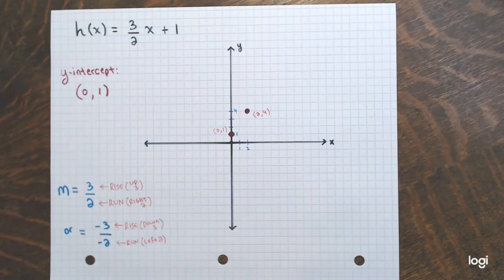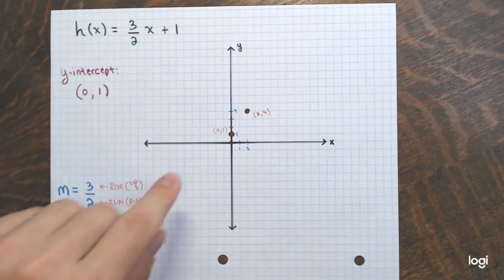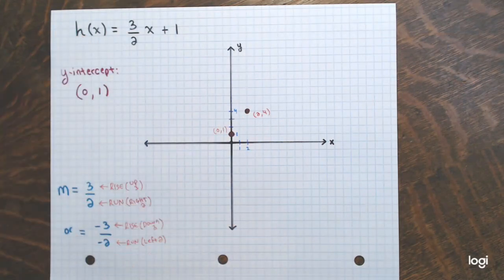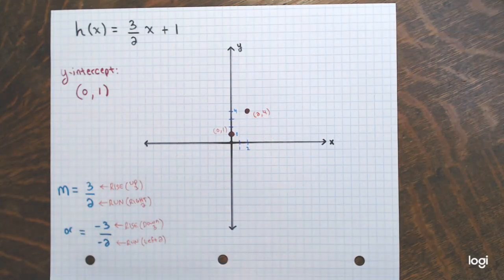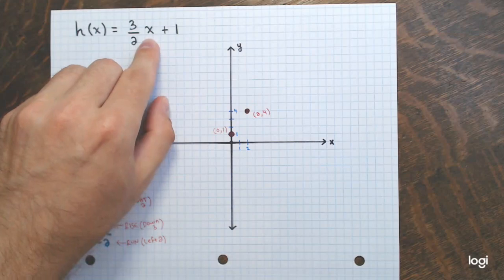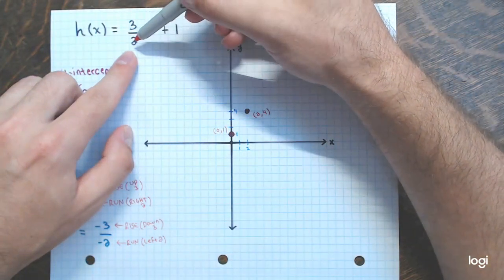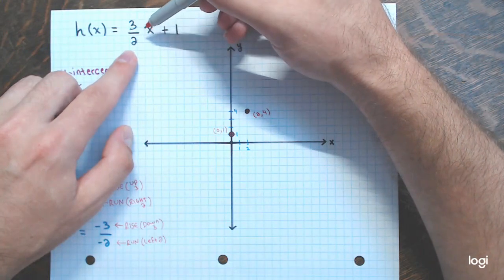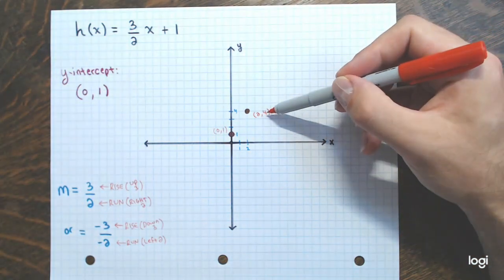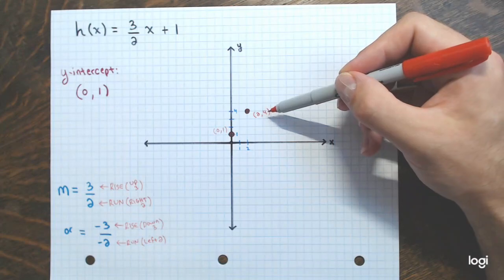Wonderful. Let's actually check it. Does that ordered pair actually belong to function h? When x is 2, is the output 4? So when I plug in 2 for x, can you see how the 2's would cancel? You'd have 2 in the numerator, 2 in the denominator, you'd be left with 3. And this would be 3 plus 1, or 4, exactly what the output is in my ordered pair here.